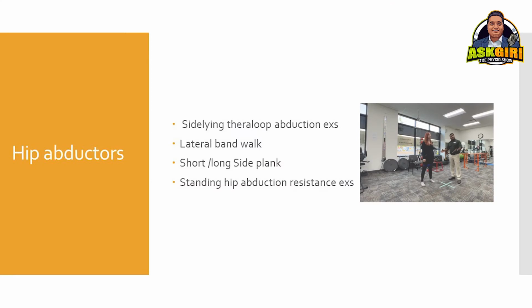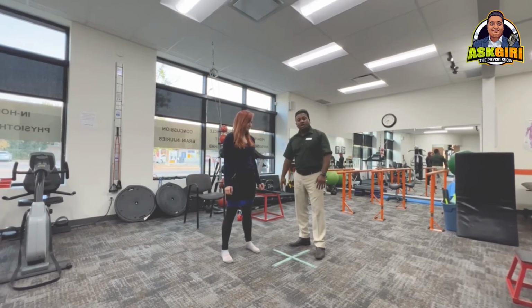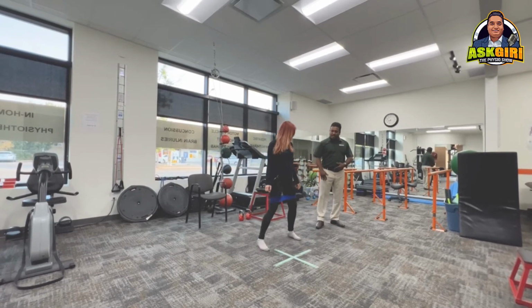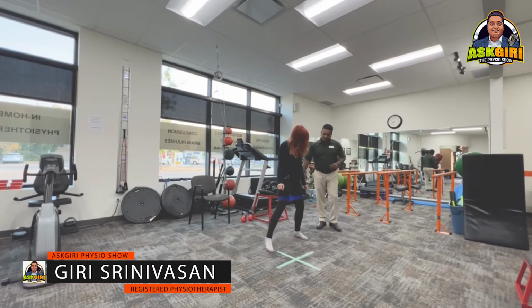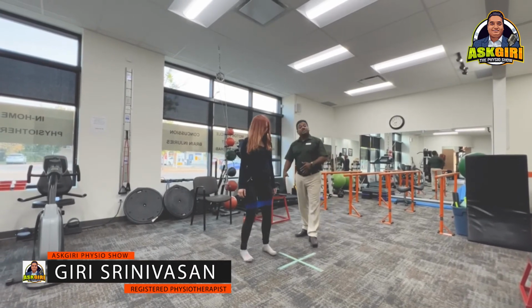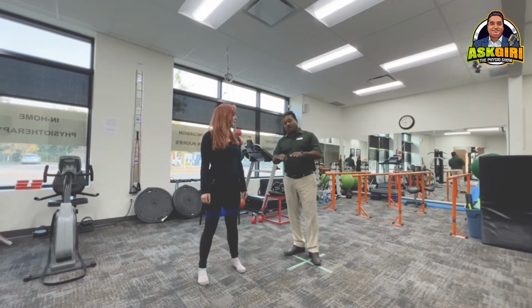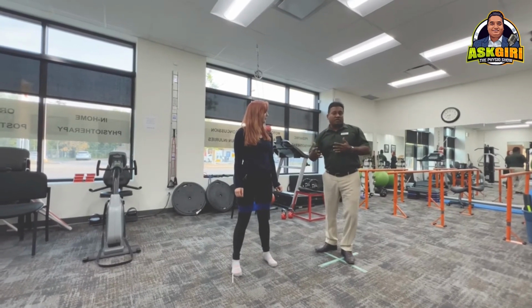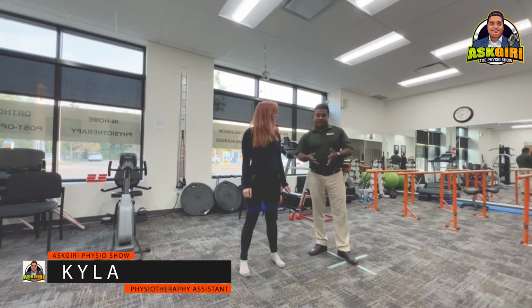So the next exercise for the abductors is the loop side walk, or lateral walk we can call it. You can put the resistance band above the knee to start with. Can you walk sideways, Kayla? Yeah, take 5 steps to the side, and then you can take 5 steps to the other side. Maybe a little bit wider. Yeah, there you go. Good. You can start with the band above the knee first, and then you can go to the ankle, and also you can put it on the feet as well. That will give you more resistance. Okay, and that's how you progress this lateral side walk with your band or a loop.